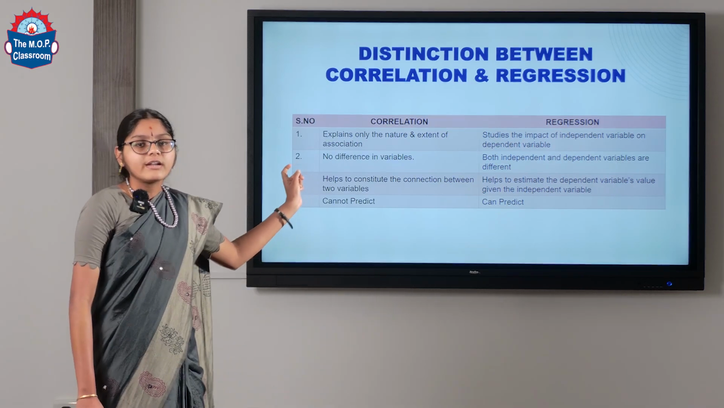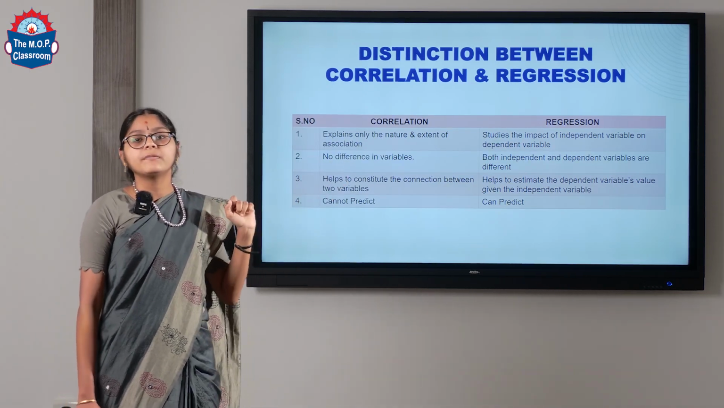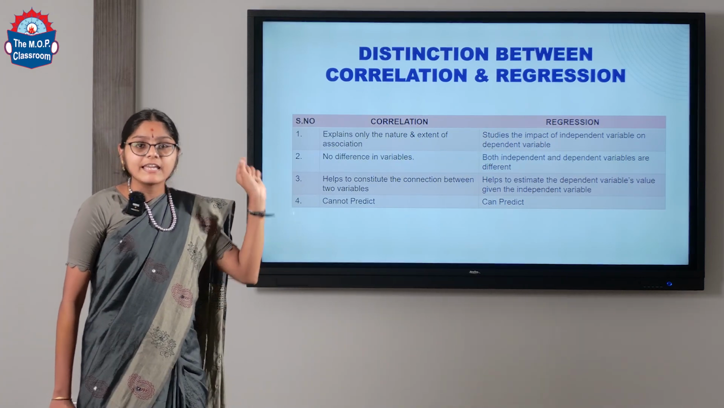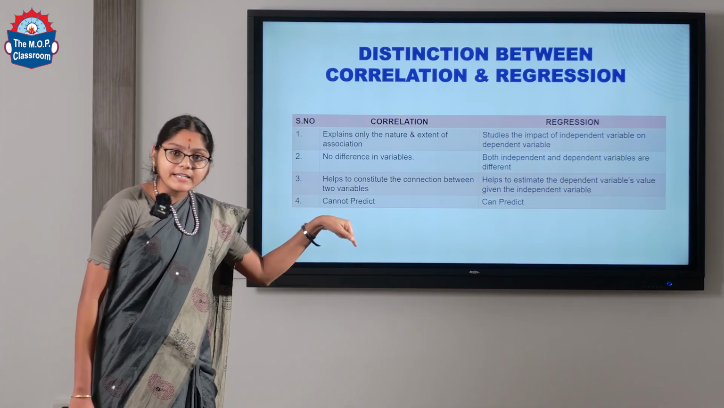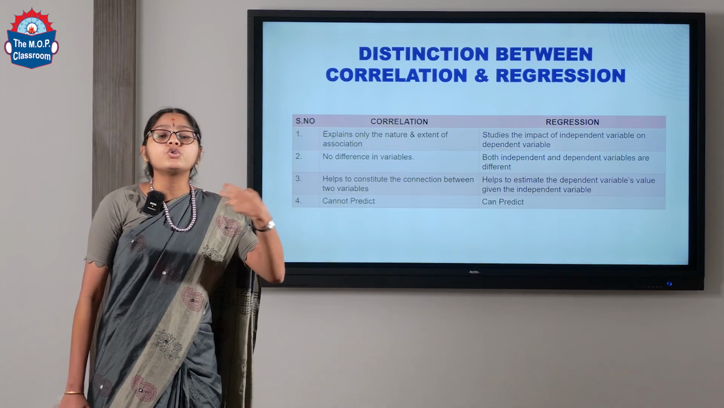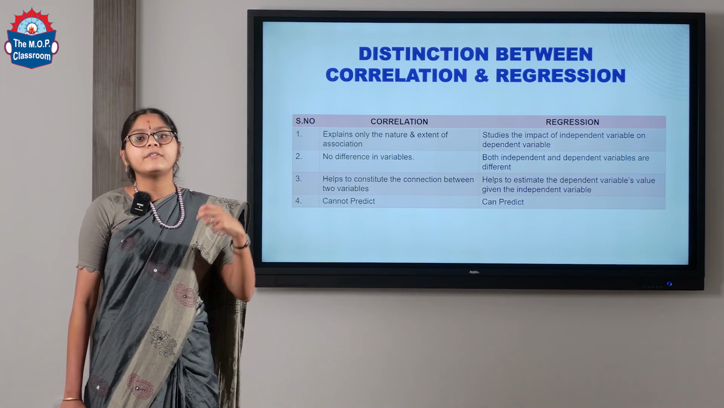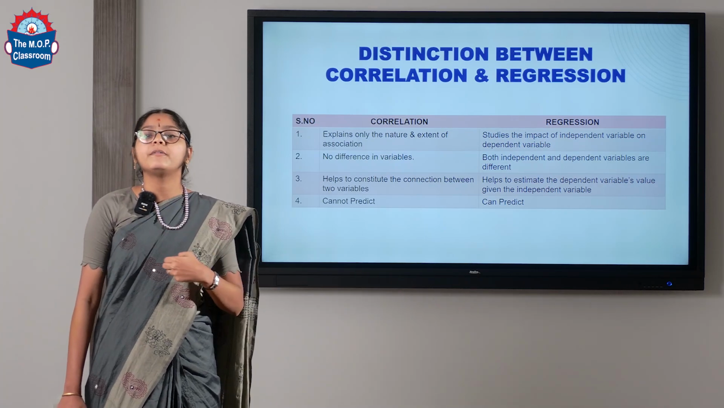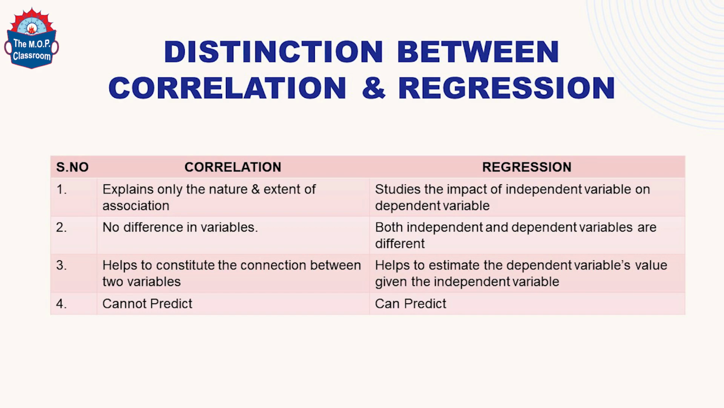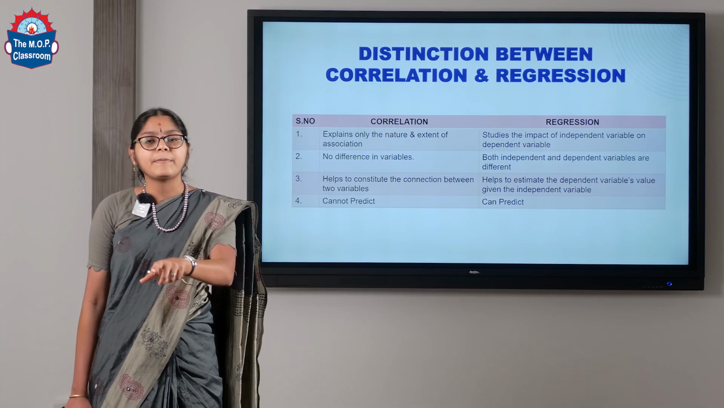Correlation is association between two variables, whereas regression studies the impact of the independent variable on the dependent variable. You are choosing what is going to be your independent variable and what is going to be the dependent variable. For example, let's take the same example of consumption and income. Now let's take consumption as the dependent variable and income as the independent variable.